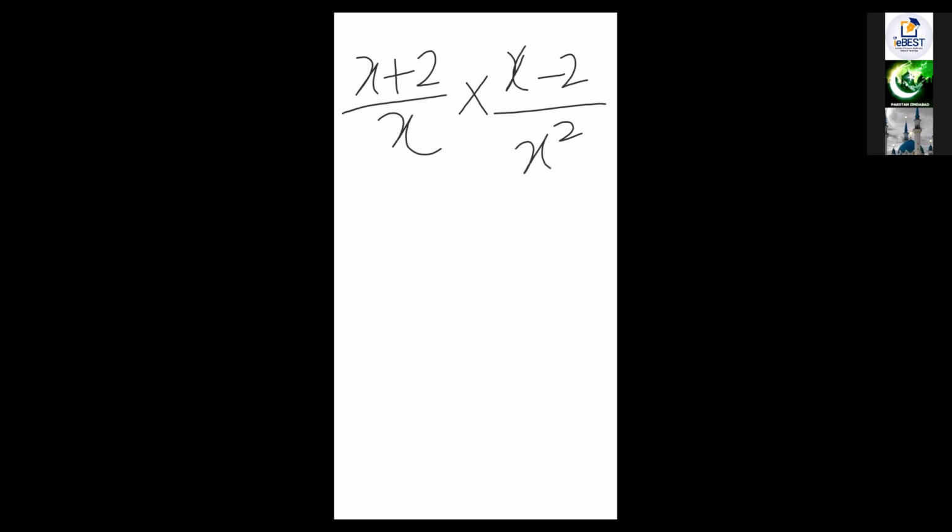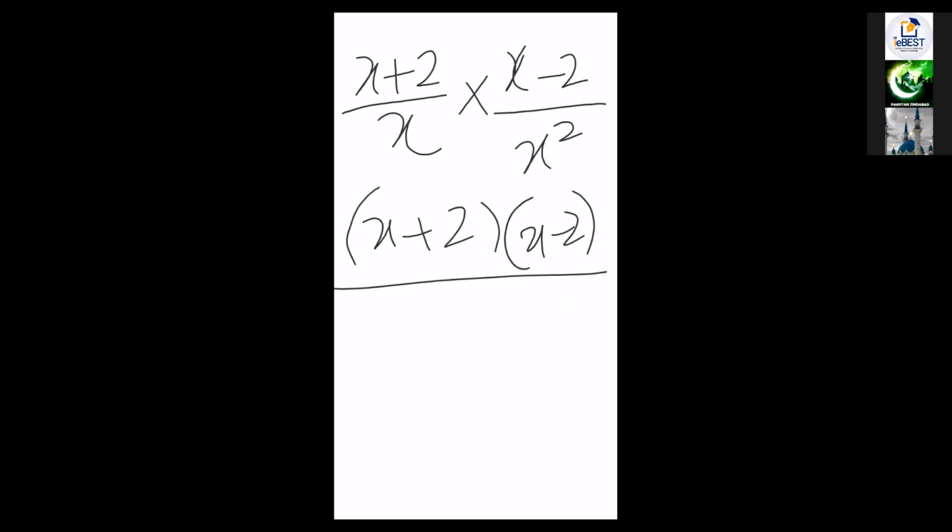So similarly, you're going to proceed with this one as well. You're going to write x plus 2, x minus 2 divided by x cubed, because x and x squared get multiplied. So we have x cubed now. Now, x plus 2 and x minus 2. Can you solve this? You have to multiply x plus 2 and x minus 2. One second.